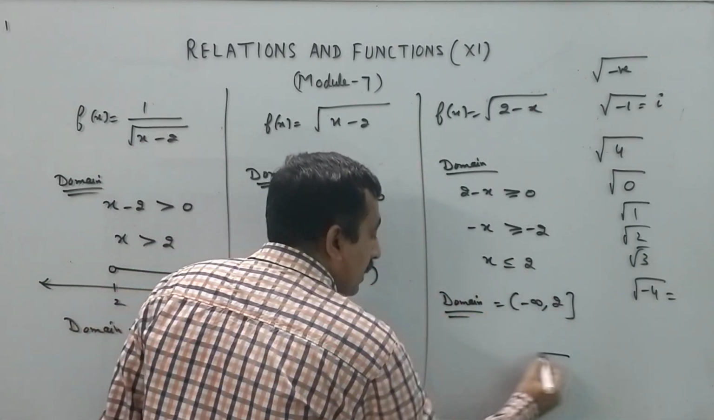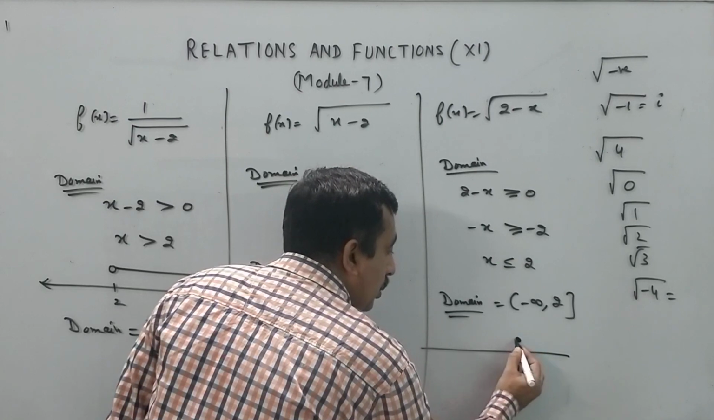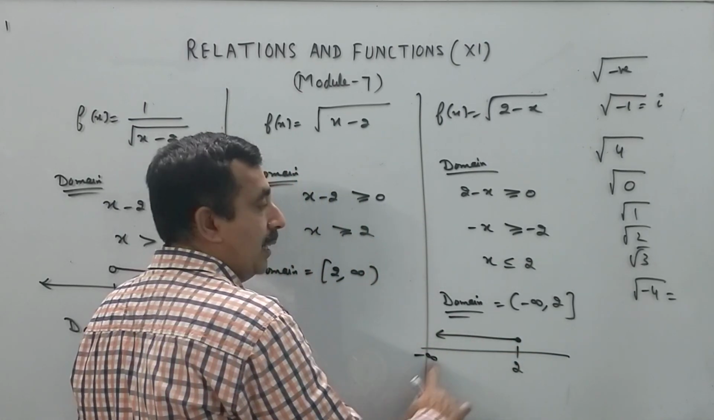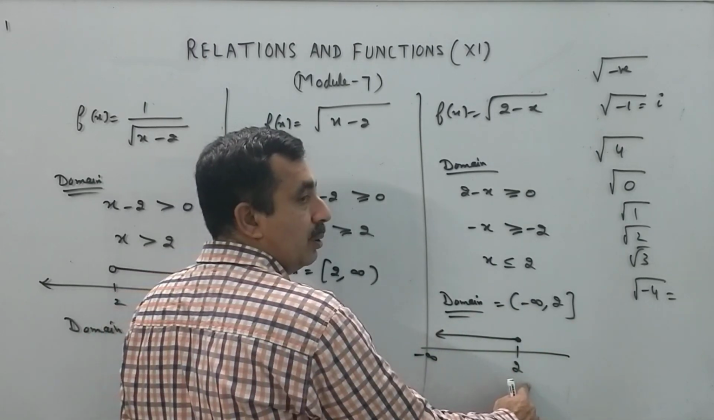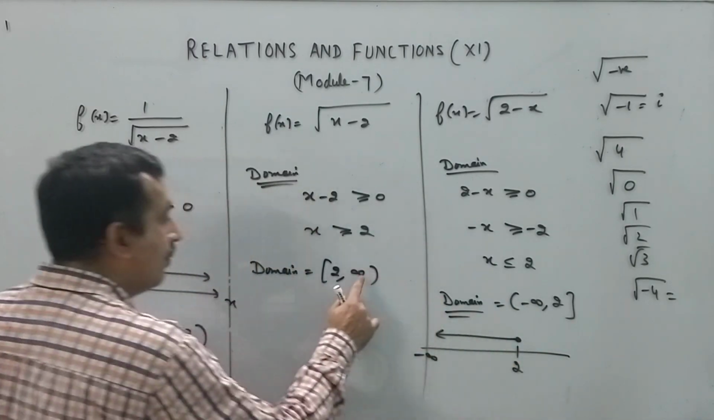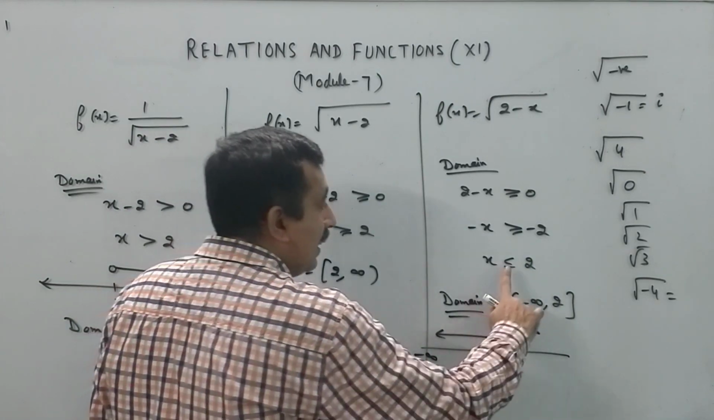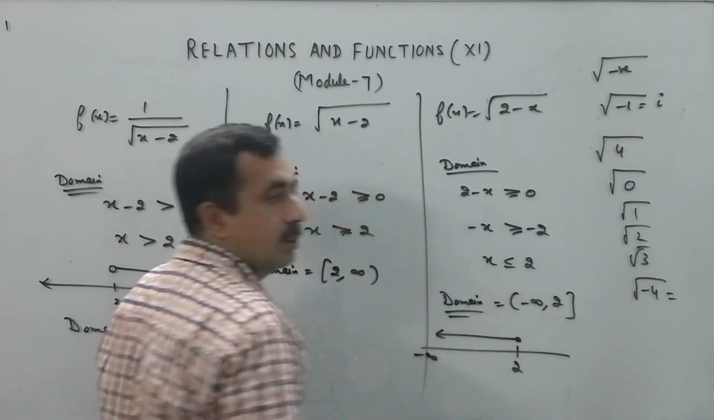The number should be less than 2, less than or equal to 2. And the smallest number is minus infinity. Start from minus infinity: minus infinity to 2. Whenever there is infinity or minus infinity, you have to put an open interval. And here it is an equal sign, so 2 is closed.